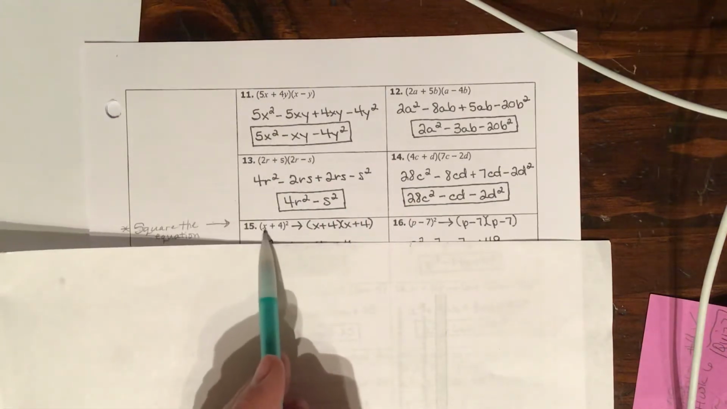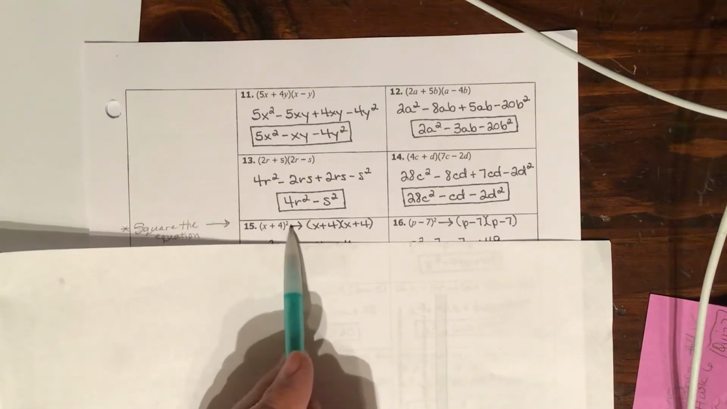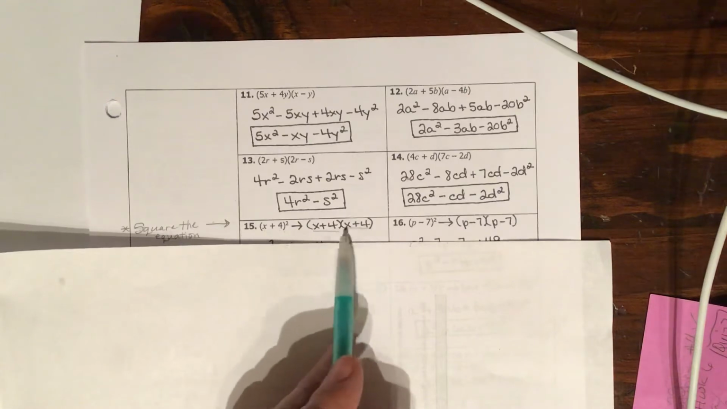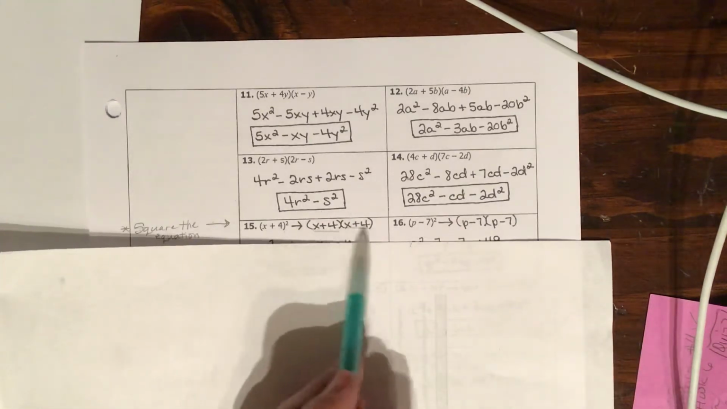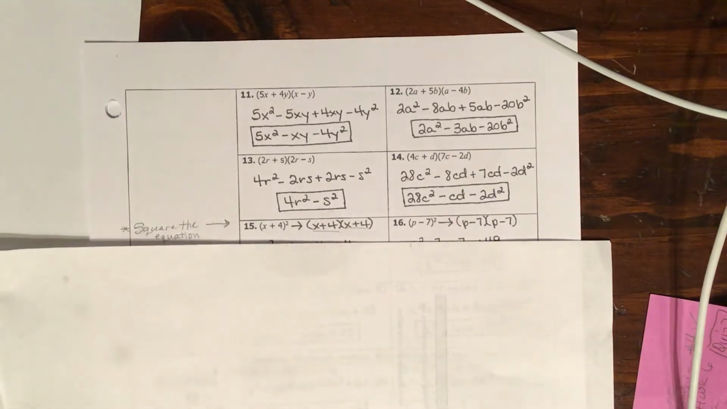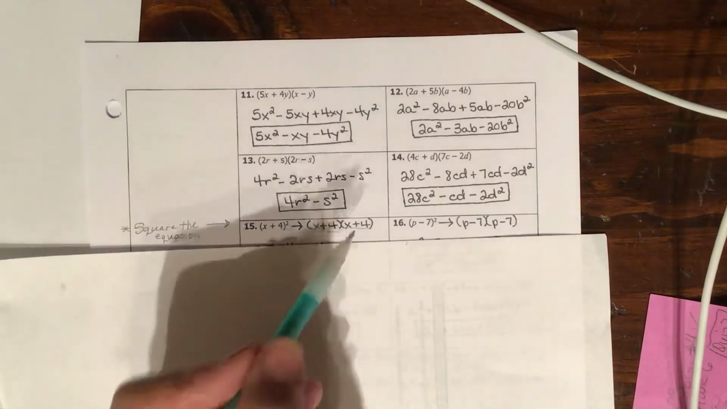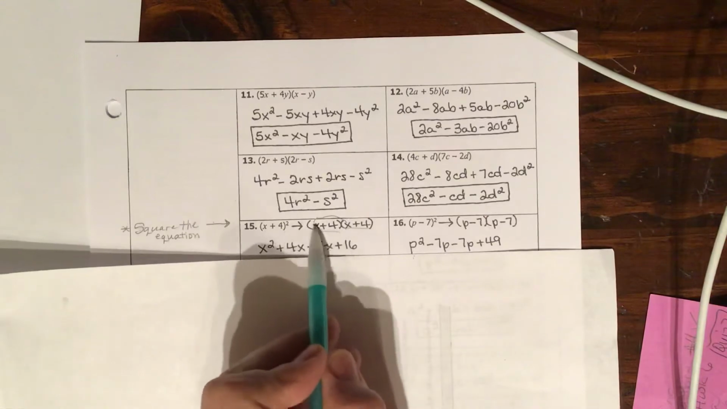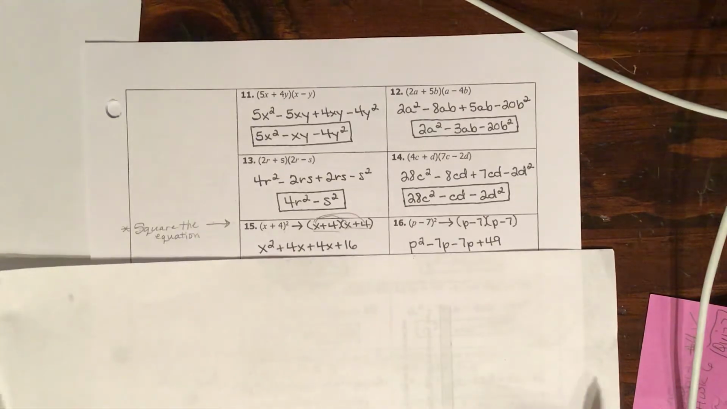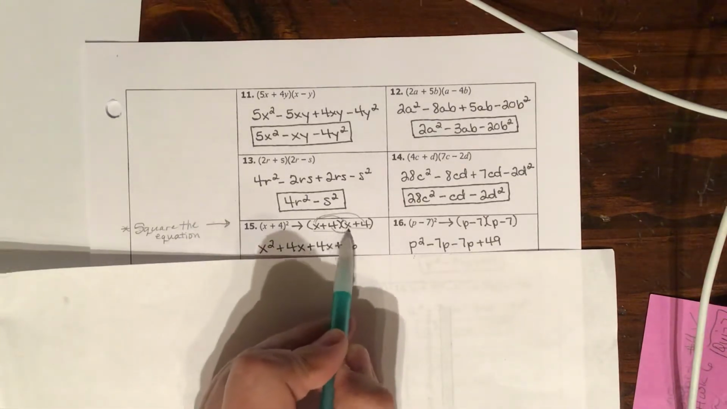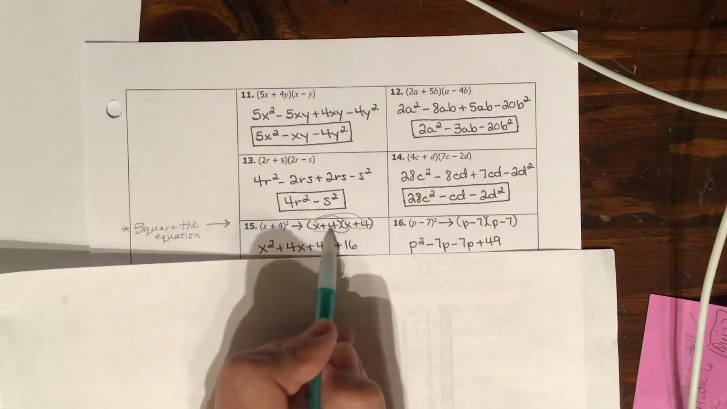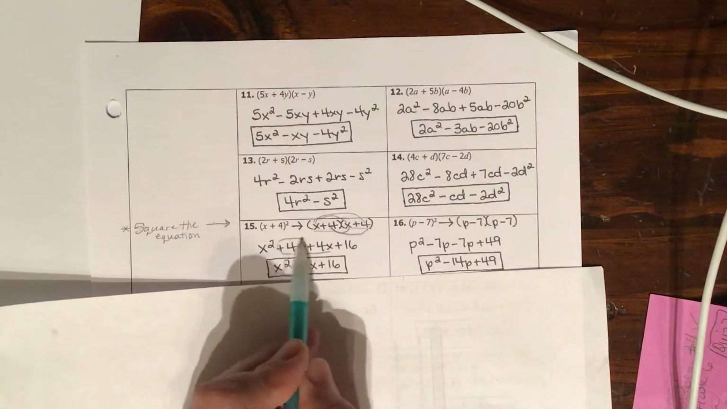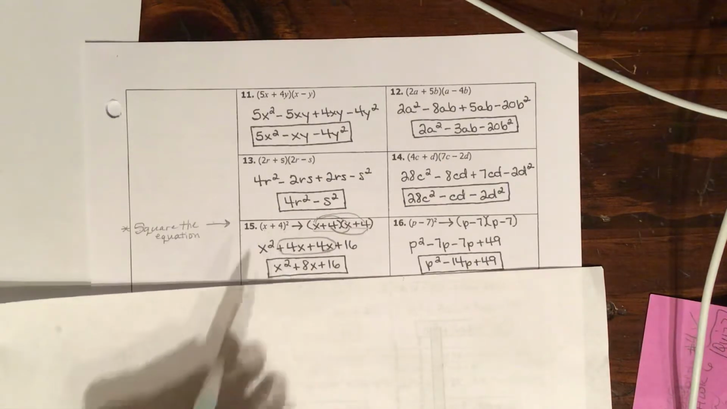Here's number 15. X plus 4 squared. That just means that you have x plus 4 and x plus 4, and you're going to distribute it out like this so that you can do the problem. So x times x is x squared. X times 4 is 4x. 4 times x is 4x. 4 times 4 is 16. We see that this is combining like terms, and we add that.